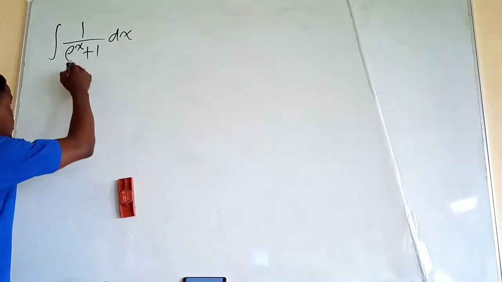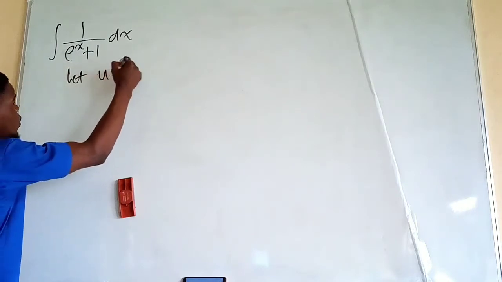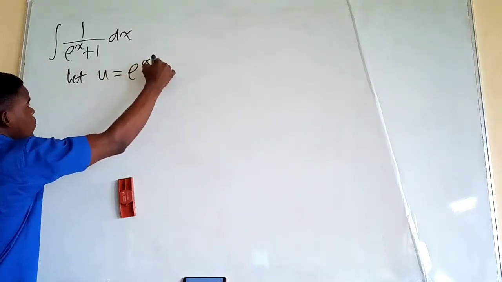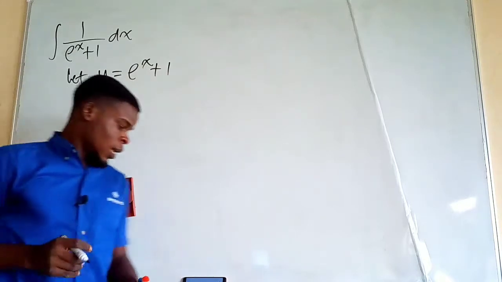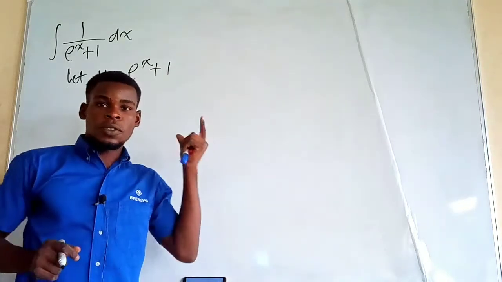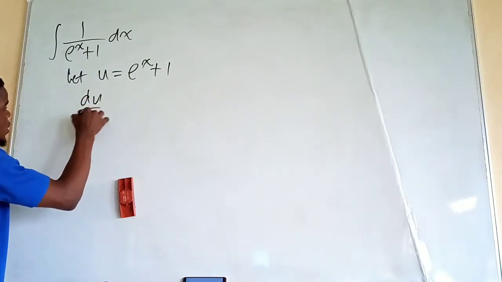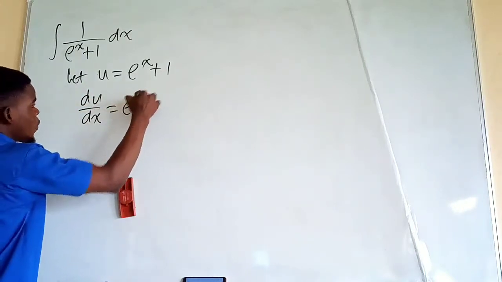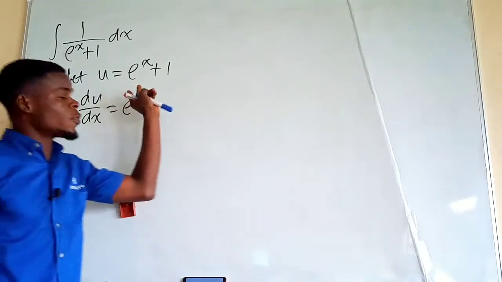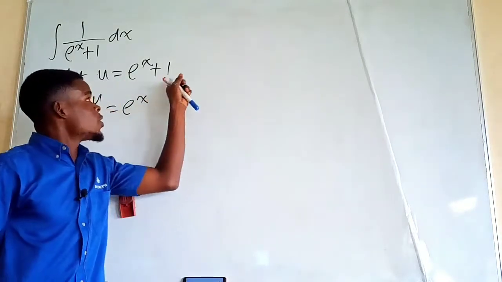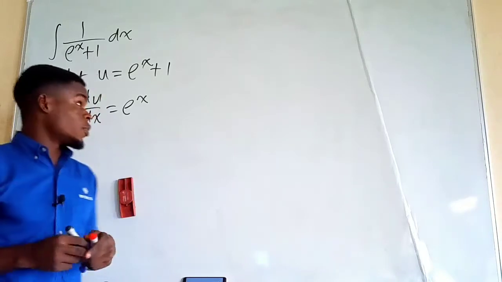So I'm going to do that by saying let u be equal to the denominator, that is e to the power x plus 1. Because I recognize that if I should go ahead and differentiate this function, du dx, we're going to have e to the power of x. You know, the derivative of the exponential function just remains the same, and the derivative of that 1, which is just a constant, will give us 0.